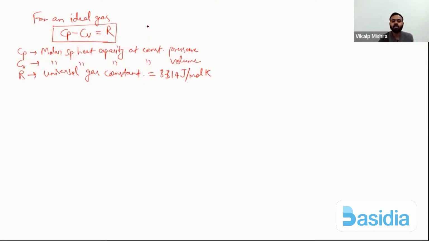So how can we write Cp? As we know, we defined molar specific heat capacity as 1 by mu dQ by dT. If this molar specific heat capacity is at constant pressure, then we write it as Cp, with dQ by dT at constant P. Similarly, Cv we can write as 1 by mu dQ by dT at constant volume.